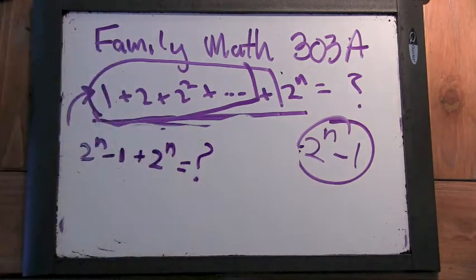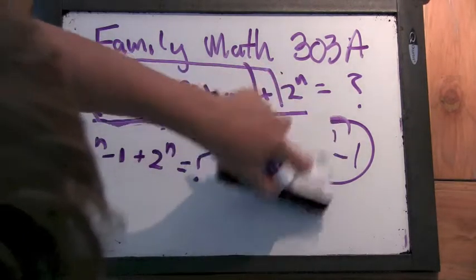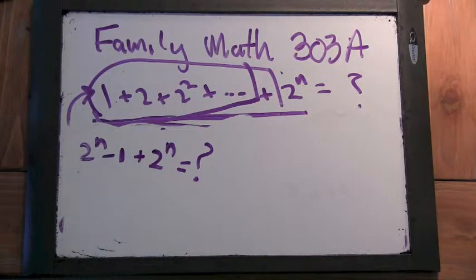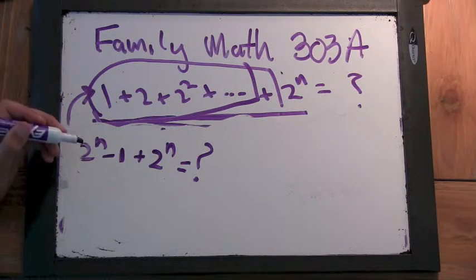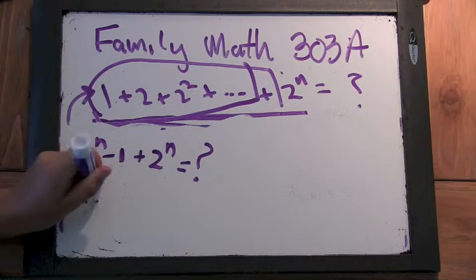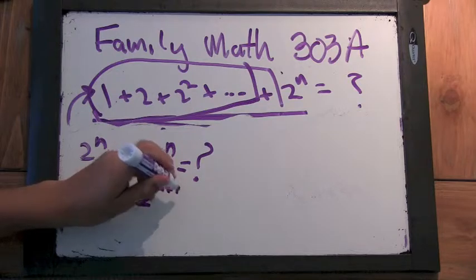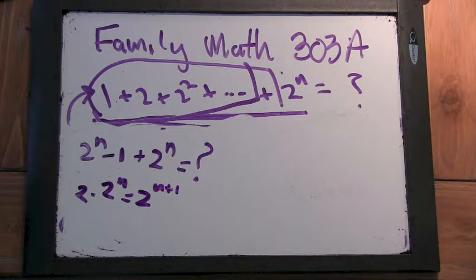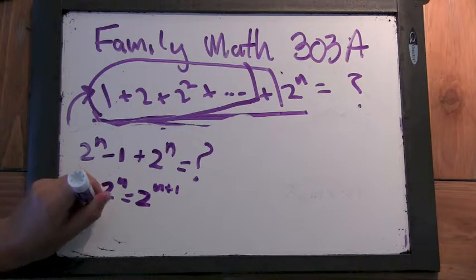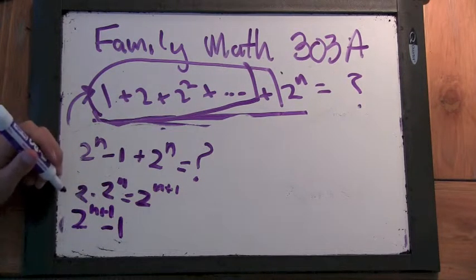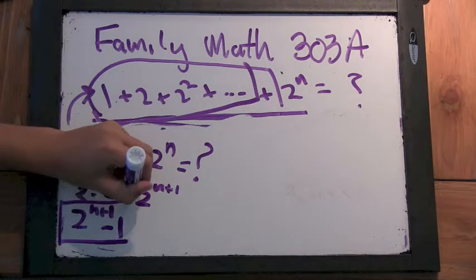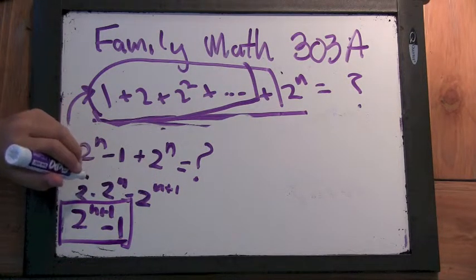And what does this equal? Isn't it 2 times 2 to the n minus 1? Well, what do you think? 2 times 2 to the n is 2 to the n plus 1. Ooh, interesting. So, is this 2 to the n plus 1 minus 1? Huh. Fascinating. So that's the sum of that series.